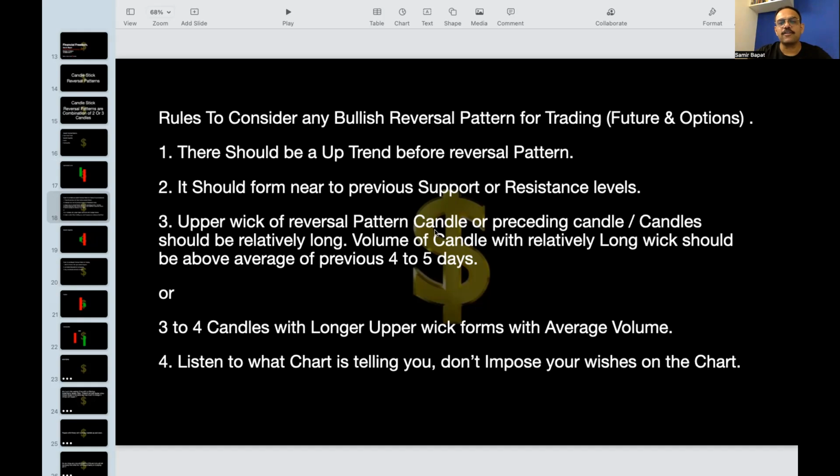So in the reversal pattern candle, or the candle preceding the reversal candle, there should be a candle whose upper wick is longer, and the volume of that candle with a long upper wick should also be relatively higher. Then if a reversal pattern forms, it is likely to go down to the previous support level. This is the secret. And again, listen to what the chart is telling you. Don't impose your wishes on the chart. So let's see the practicals here.